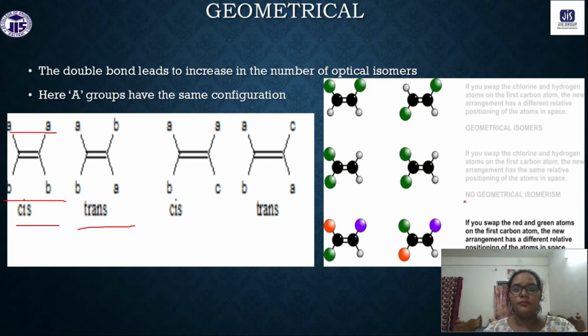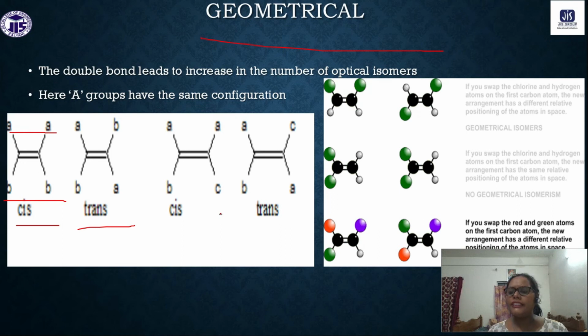But these are not geometrical isomerism. If you swap the red and green atoms on the first carbon atom, the new arrangement has a different relation. Okay, so these are some of the examples of geometrical isomerism, that is, all cis and trans are determined by the priority of the groups. Priority of groups mainly depends on the bulkier group.